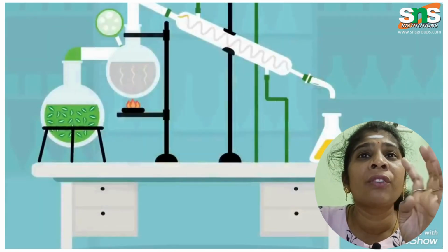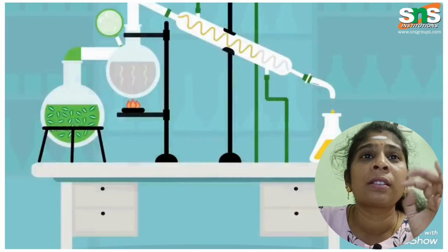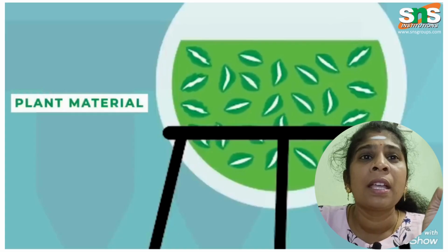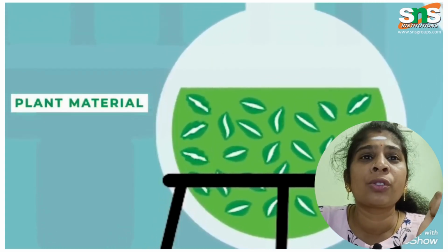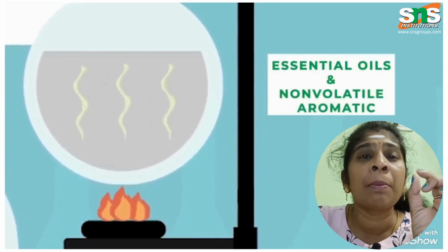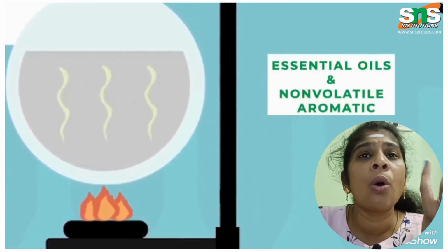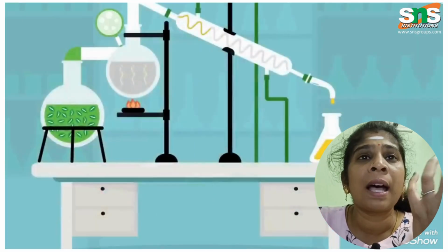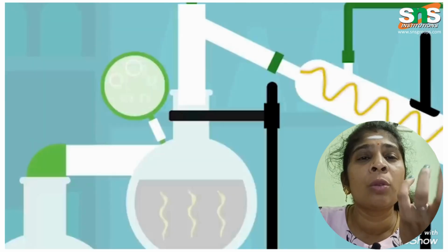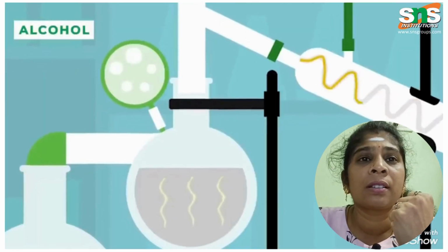Citral can be identified by the following 4 tests: the Schiff's test, 2,4-DNPH test, TLC, and IR spectroscopy. The Schiff's test gives a pink or magenta color, confirming the aldehyde group. In the 2,4-DNPH test, the sample is mixed with 2,4-DNPH and you will get yellow-orange colored crystals.